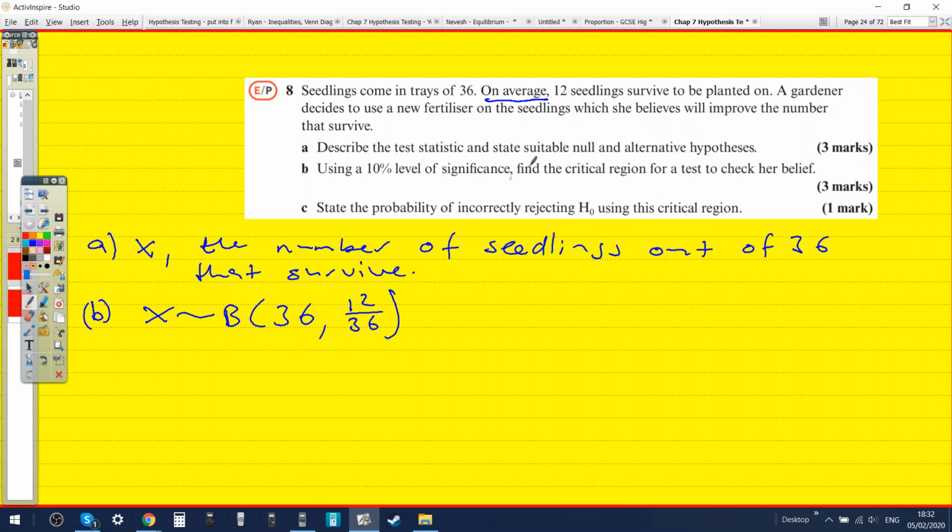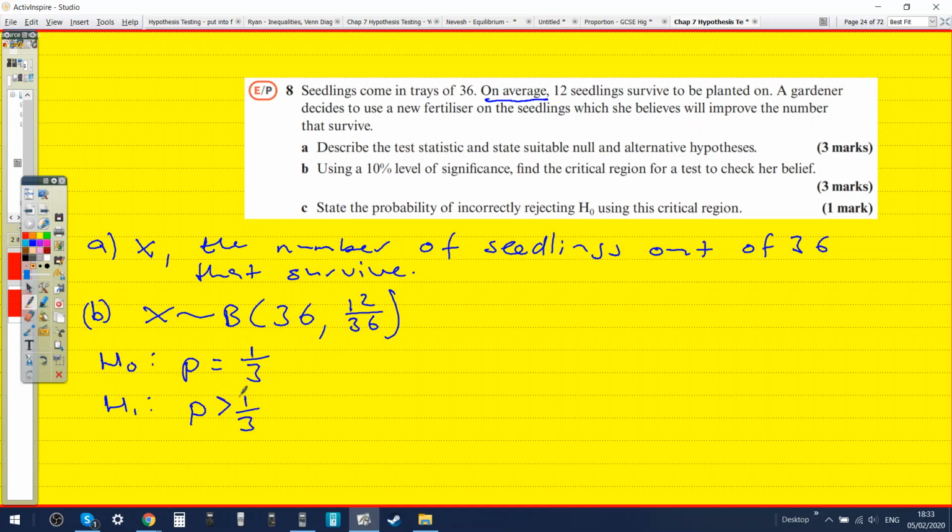Hold on. We forgot two things: the null hypothesis and alternative hypothesis for part A. The null hypothesis would be that the probability equals 0.3 recurring. I'll just write it as a third. Okay. And the alternative would be that p is more than a third.